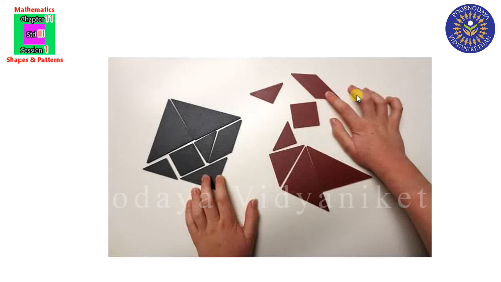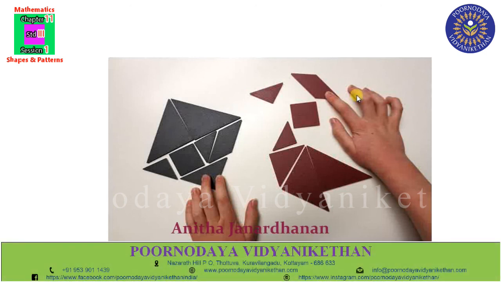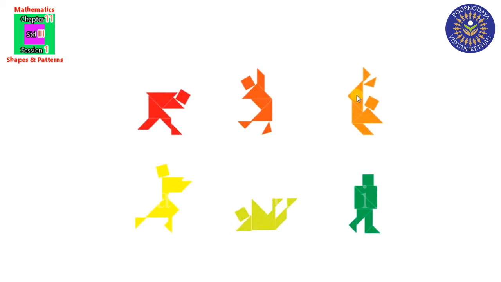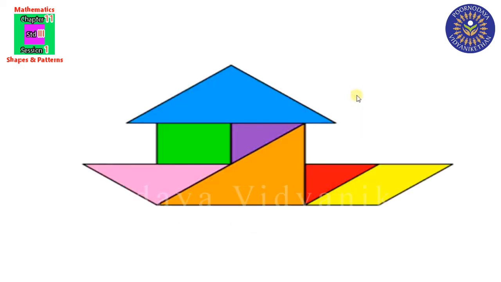Like this we have to cut 7 small pieces from a square paper. And by using those tans, we have to make some figures. Clear? See here, there are some examples. Like this you can make figures.